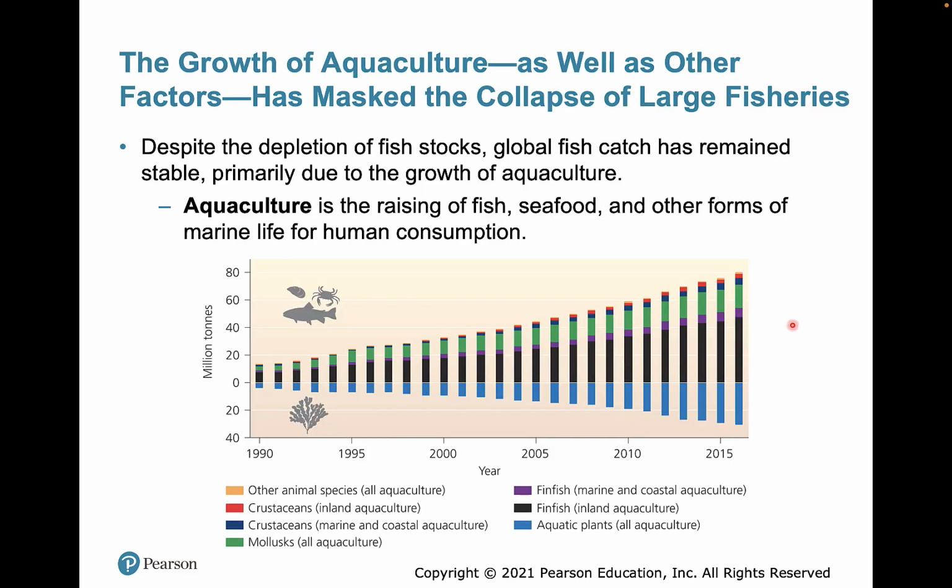So one thing we do to ease the pressure on wild populations is this idea of aquaculture. So you raise fish, seafood, and other forms of marine life for human consumption. So it's fish farming is what it amounts to. And these are the kinds of things that you can raise. Crustaceans, mollusks, aquatic plants, etc.